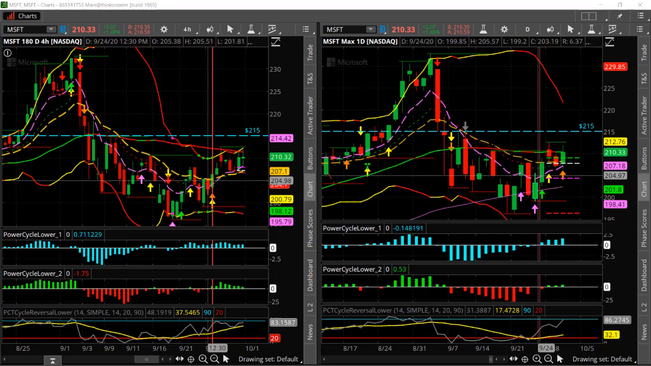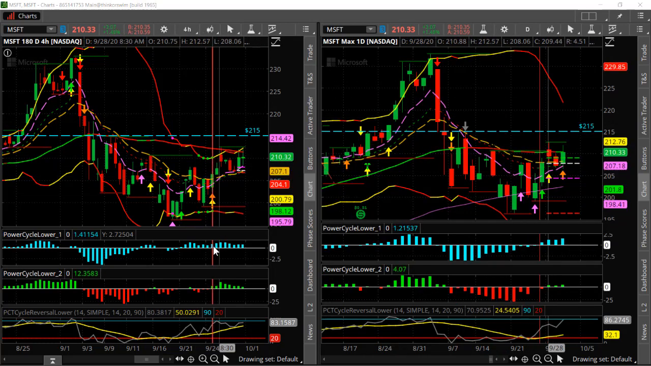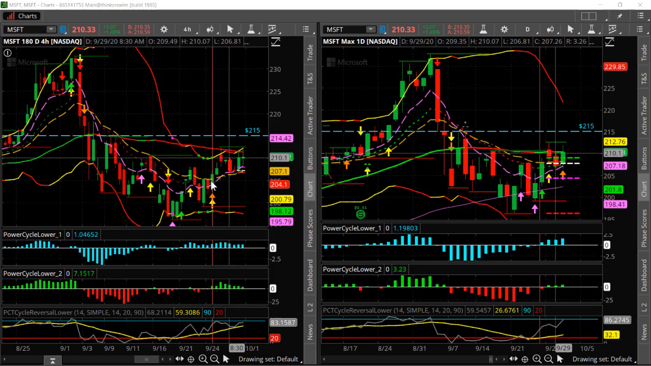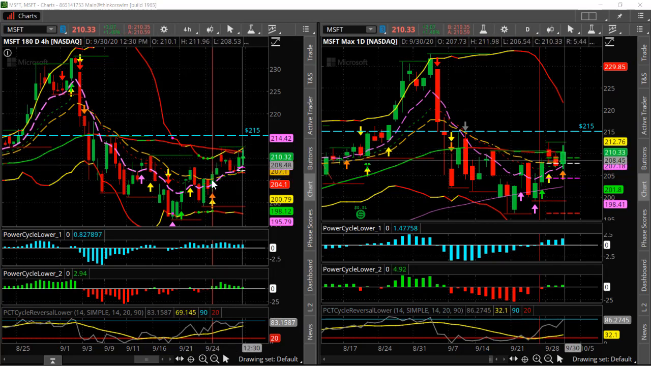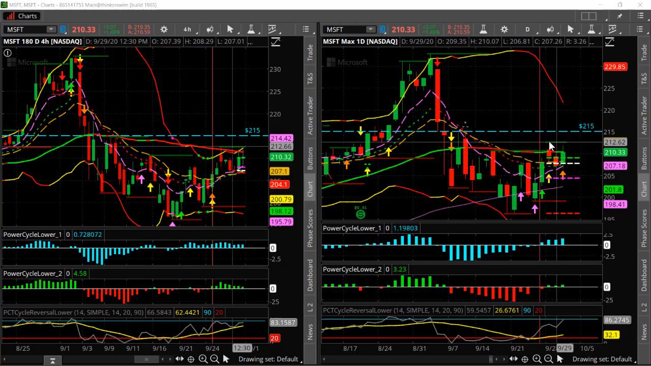The next trade we did was on the 25th. This was a trade on Microsoft, last Friday. This was in a volatility squeeze as well on the 4-hour time frame. Cycle 1 and 2 positive momentum on the 4-hour, and cycle 1 and 2 starting to go positive on the daily. That gave us the trade setup, and we were targeting up to this 210 area. We got into the trade at 205, and today we're taking profits at 210, and it got up to a high of 212.